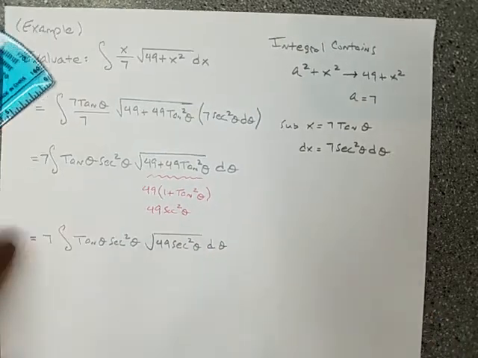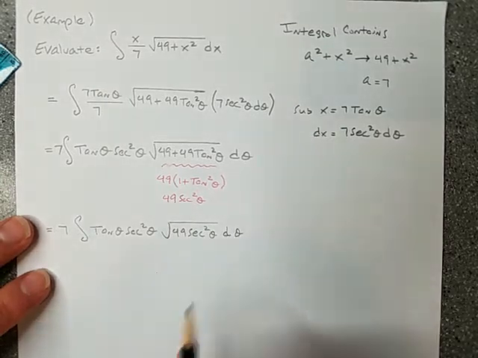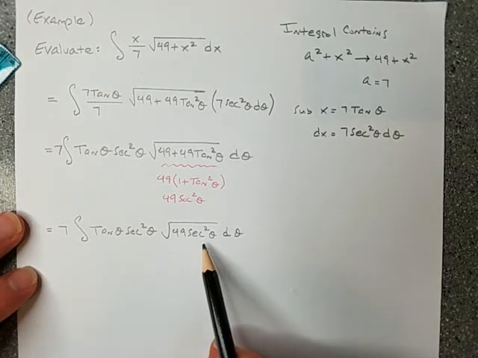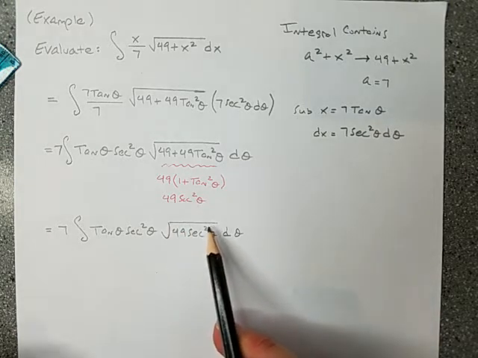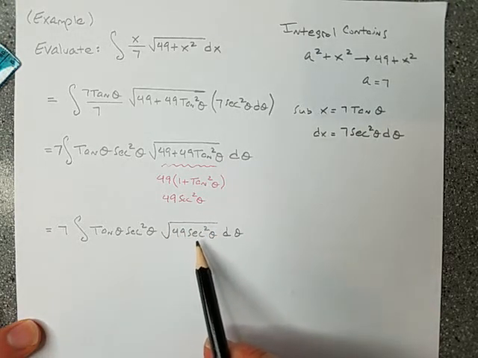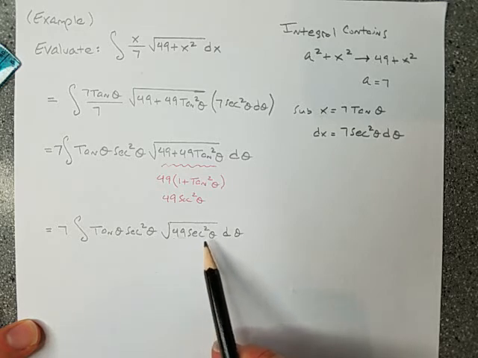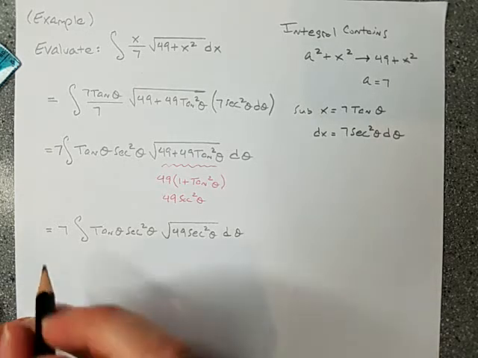So, plus I've got a problem where I need to do that, or it bothers me if I don't. So, 49 secant squared. Okay. Now, what can we do here? Well, the roots can be applied across multiplication. So, it's going to be root 49 times root secant squared. So, okay, so it's coming together then.